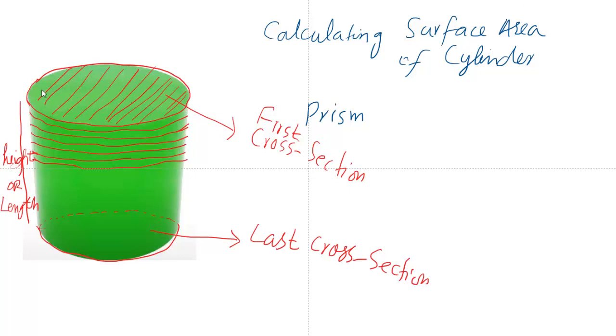So once again, a cylinder is a prism. If you cut the prism into slices, each slice will be the same shape and same size, and each slice will be a circular slice. These slices are also called cross sections, and the distance between the first cross section and the last cross section is called the height of the prism or length of the prism.